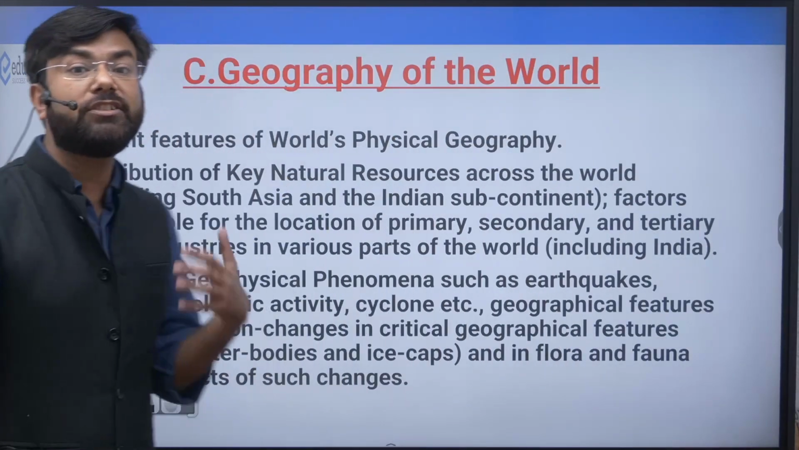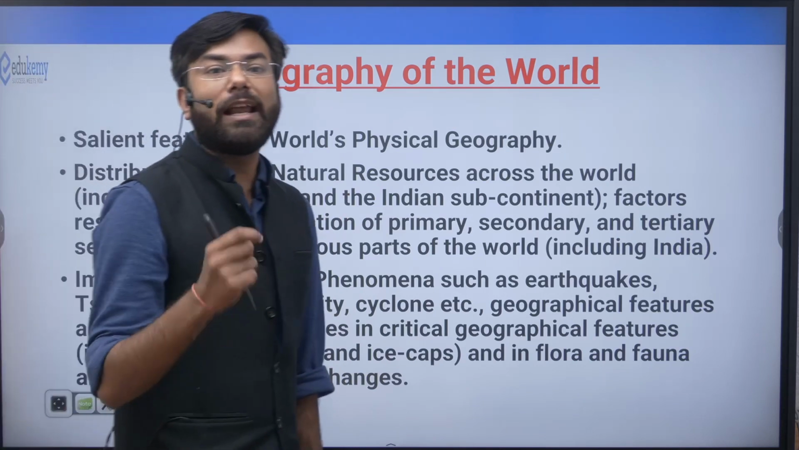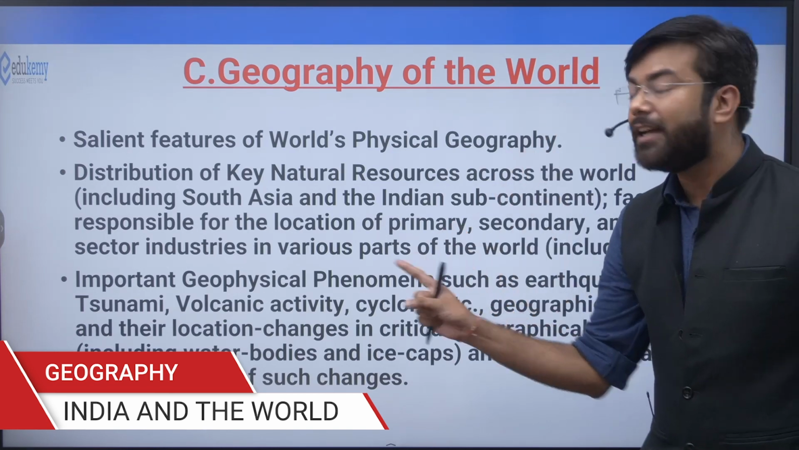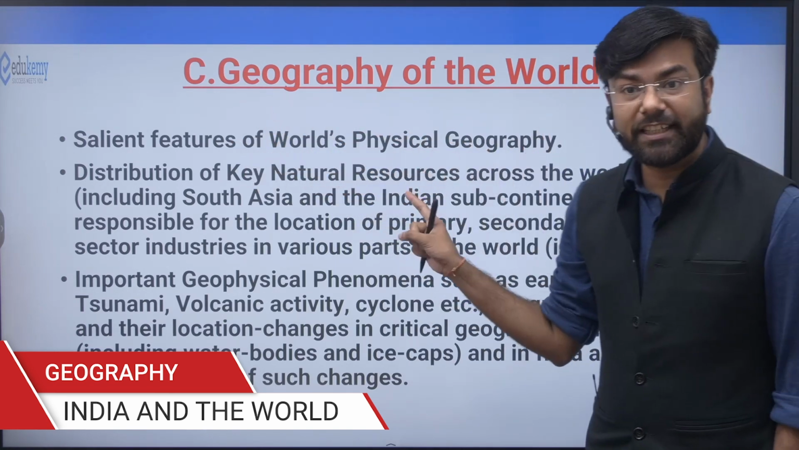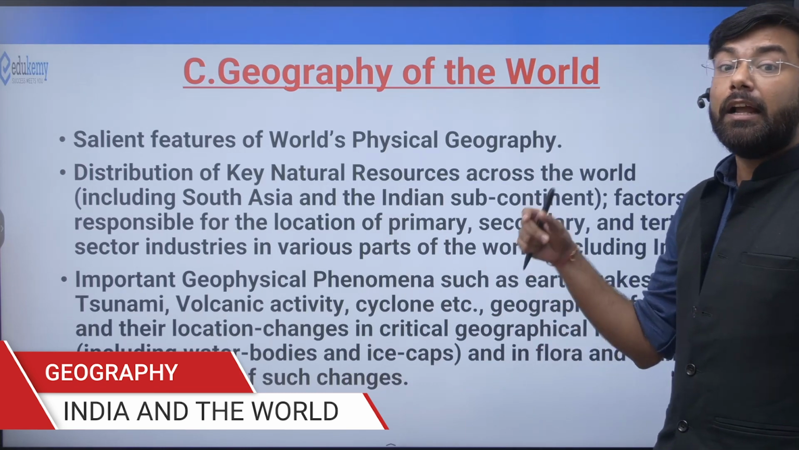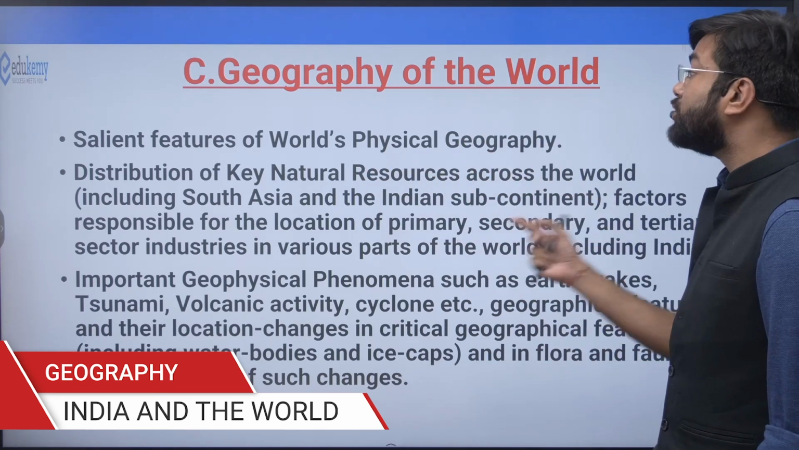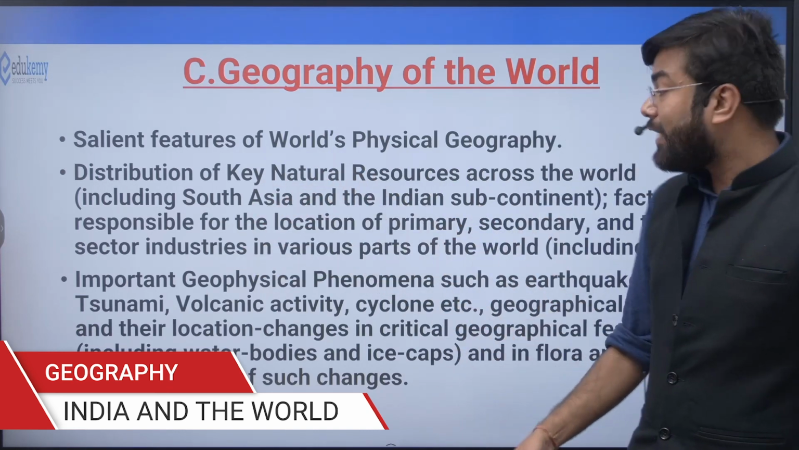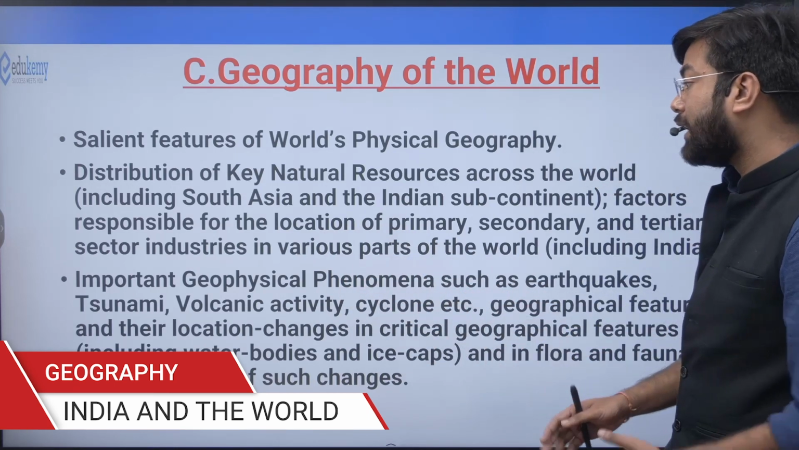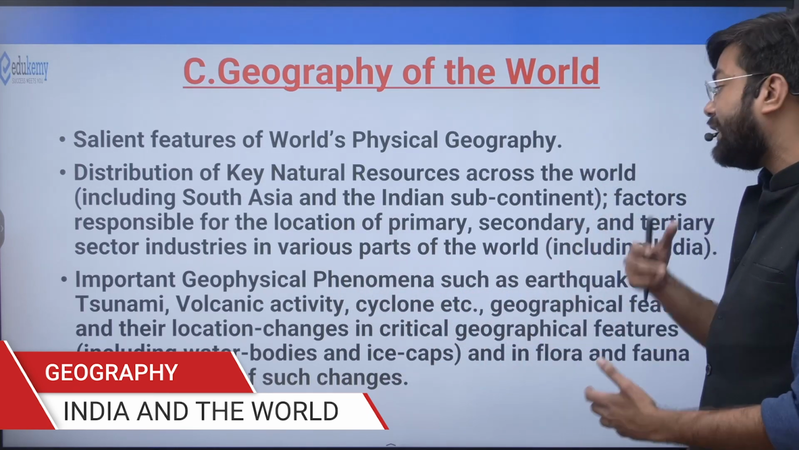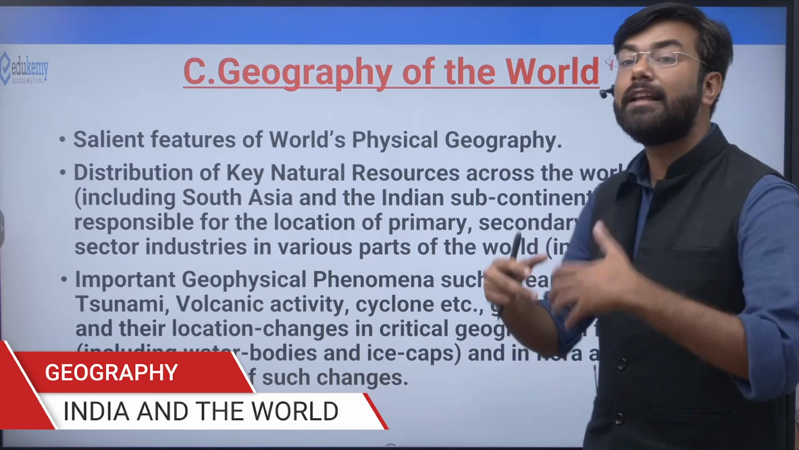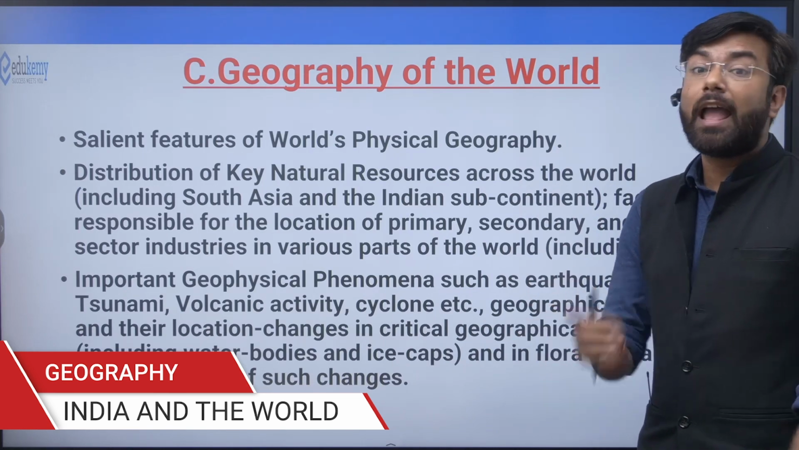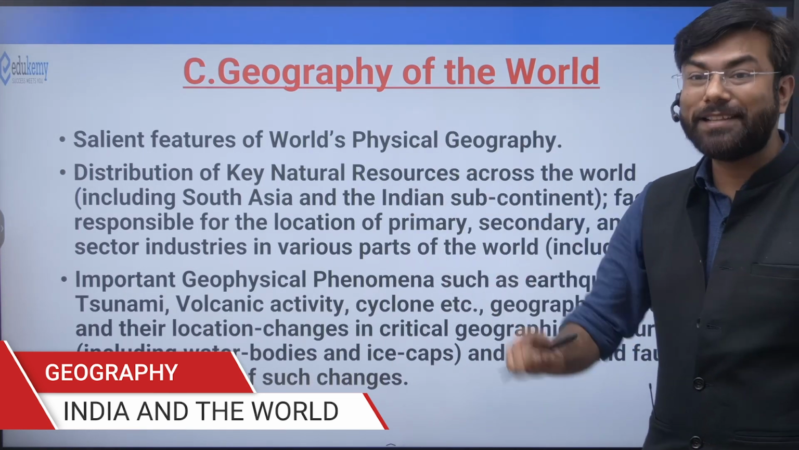And the last part here is geography of the world. Remember, when I say geography of the world, I also mean geography of India, which is included here. So, salient features of the world's physical geography, along with the distribution of key natural resources across the world, where industries questions can also come. Then you have important geographical phenomena like tsunami, volcanic activities, earthquakes, and their effects and changes on flora and fauna. So you see, the entire geography is covered here. As I mentioned, geography of the world also means geography of India.